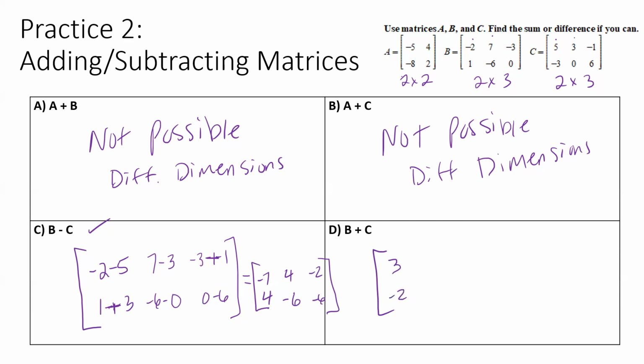Then we have 1 plus negative 3. Negative 2. Perfect. Now we have 7 plus 3. Perfect. Negative 6 plus 0. Awesome. Negative 3 plus negative 1. And then we have 0 plus 6. 6. Bam. Ta-da! That's addition and subtraction of matrices. Easy peasy. All right, let's move on.